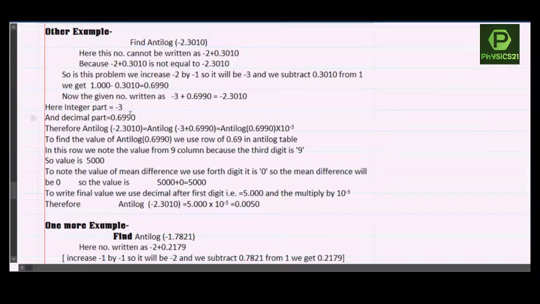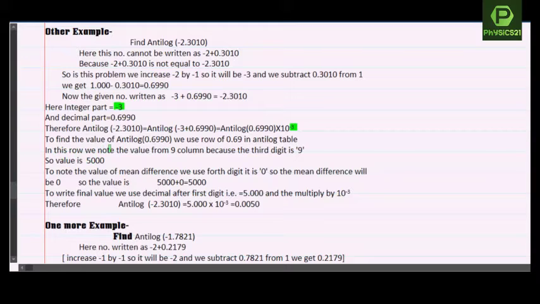Now here the integer part is minus 3 and the decimal part is 0.6990. Therefore, antilog minus 2.3010 can be written as antilog in bracket minus 3 plus 0.6990, which is antilog 0.6990 into 10 raised to minus 3. This minus 3 was the integer part here, so it will be used as a power of 10.